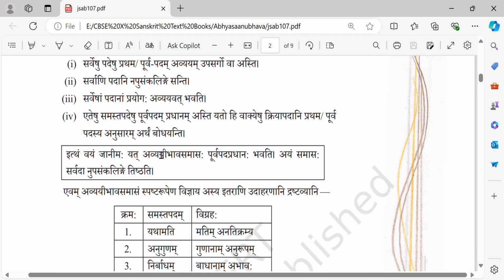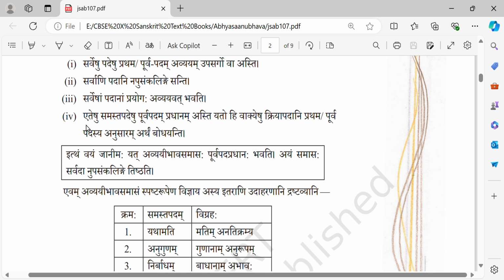Next, sarvani padani napumsakalinge santi. All the words will not be in masculine gender or feminine gender. This you have to understand because questions will be based on this also. It will be in napumsakalinga. Sarvesham padanam prayogaha avyayavat bhavati. And the entire word becomes one. It will be in the form of avyaya.